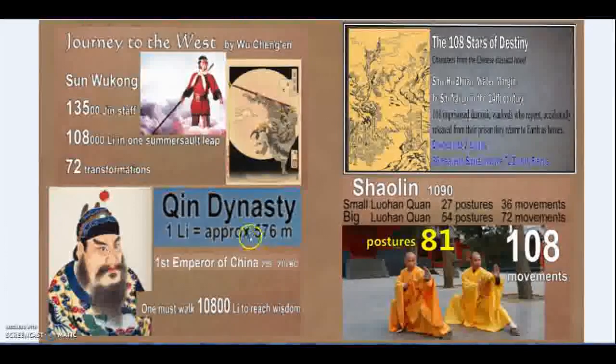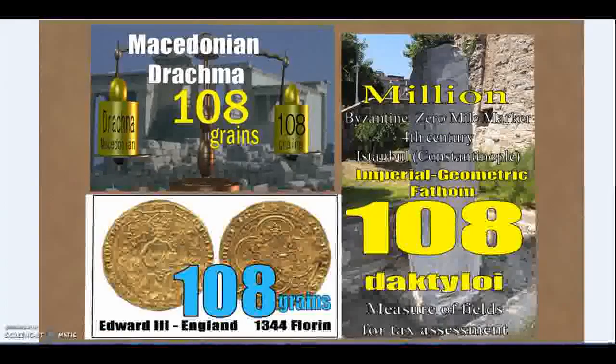It's interesting that 576 meters, well, actually just a fraction under 576 meters, is 1,890 feet. That's 1 plus 8 plus 9, which is 18. And the diameter of the moon is 1,890 royal miles. In Shaolin, same thing. You see again these very important numbers based on 9, 27, 2 plus 7 is 9, 54, same thing, but 108 movements in total.